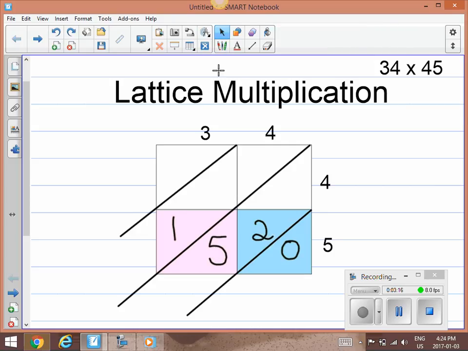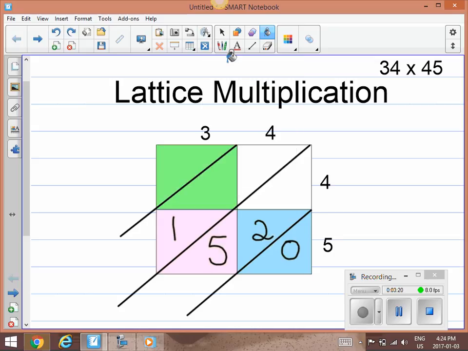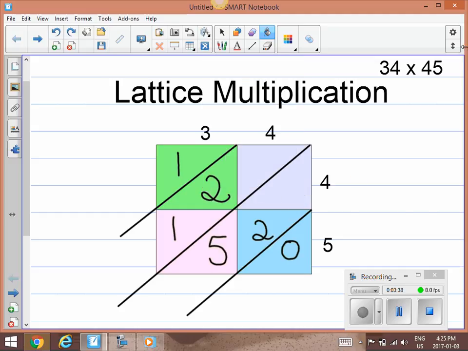Looking at the third, again, we will go up and across. So 3 times 4 is 12. So 1 ten, 2 ones. And finally, 4 times 4, which is 16. 1 ten, 6 ones.